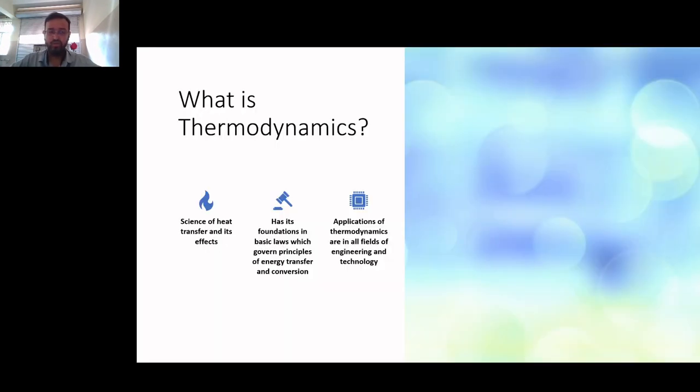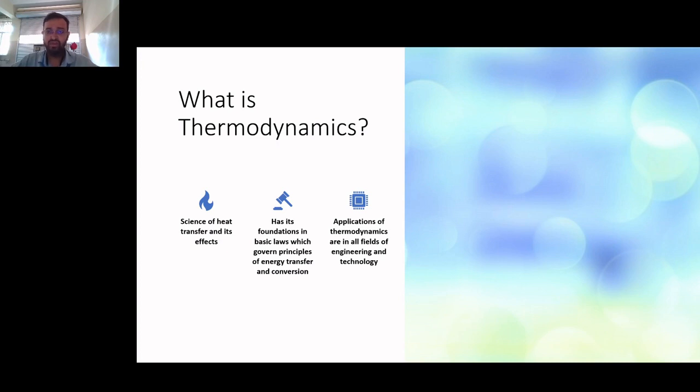So, what is thermodynamics? Thermodynamics is nothing but the science of heat transfer and its effects. Heat transfer occurs on a day-to-day basis in every object, in everything that we know, and thermodynamics is the study of that. It has its foundations in the basic laws of physics, which govern the principle of energy transfer as well as its conversion from one form to the other.